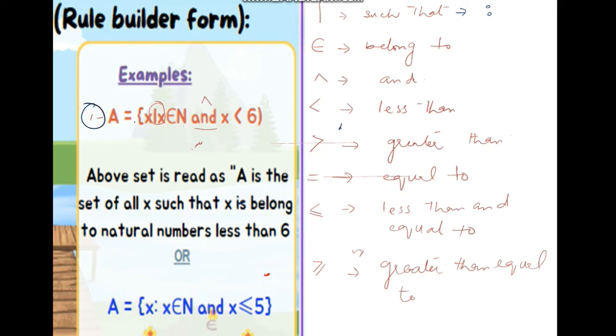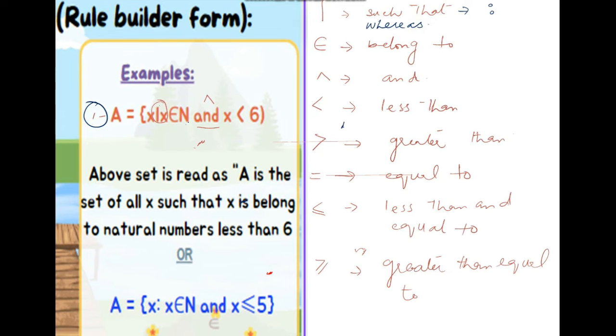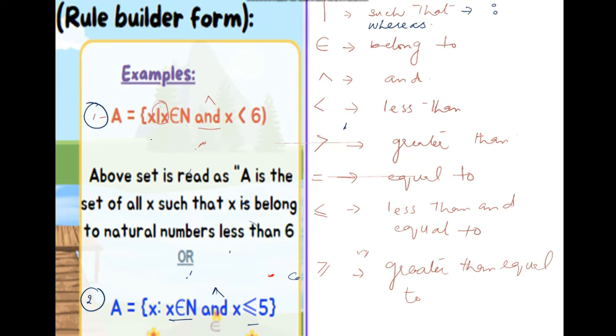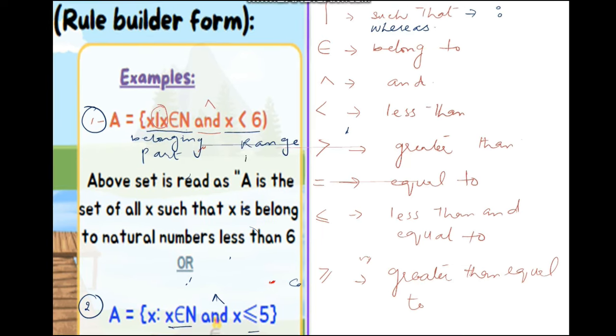First example, A is equal to x such that, or whereas, same thing, x belongs to N and x is less than 6. The second example is read as A is equal to x such that, or whereas, x belongs to N and x is less than or equal to 5. This rule builder form or set builder form has two parts. One is its belonging part and the second one is its range part. This is its belonging part and this is its range part.